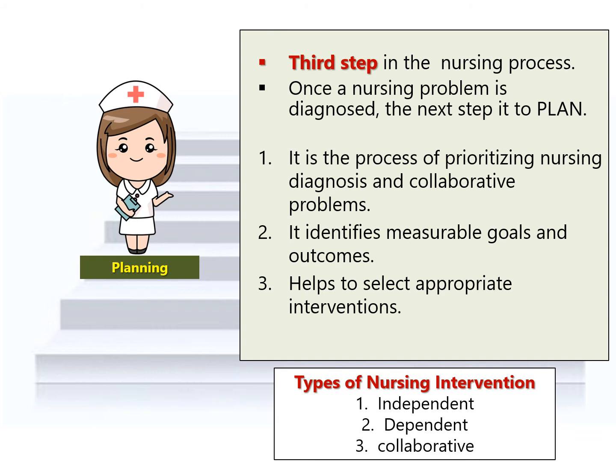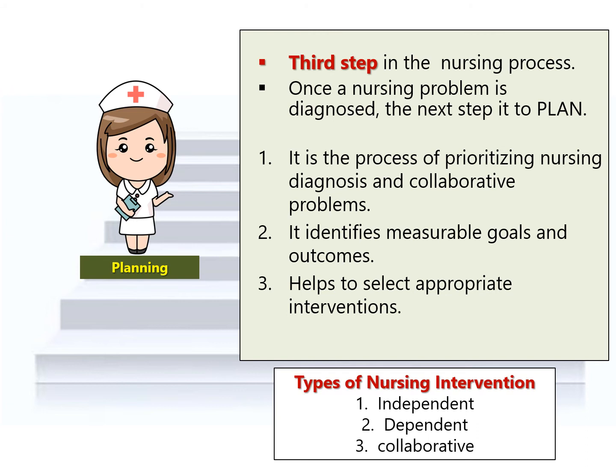So once your nursing problem is diagnosed, the next step is to plan for an intervention. Planning is the process of prioritizing nursing diagnoses and collaborative problems. It identifies measurable goals, so your goals have to be measurable. For example, you state that your goal is to reduce the patient's pain from 6 to 2.